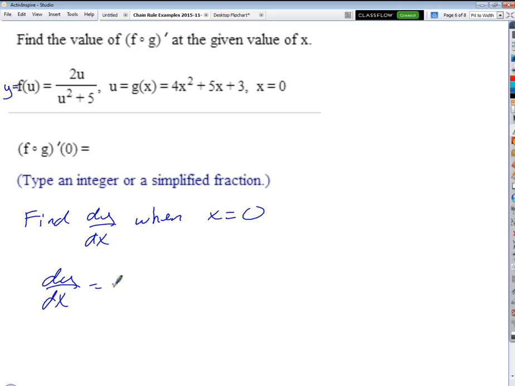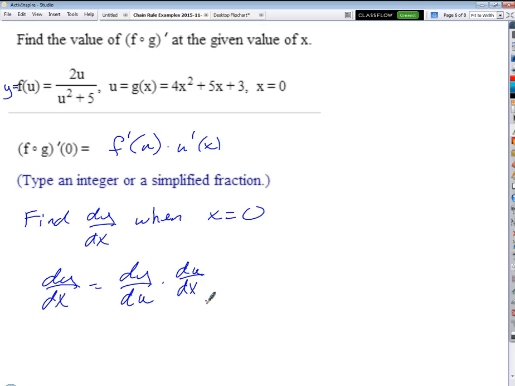Okay. So we could do it like this. We could say it's f prime of u times u prime of x, maybe, right? But we've been sort of talking about it using the ratio form. So dy/dx equals dy/du times du/dx, okay. Well, let's calculate up here.